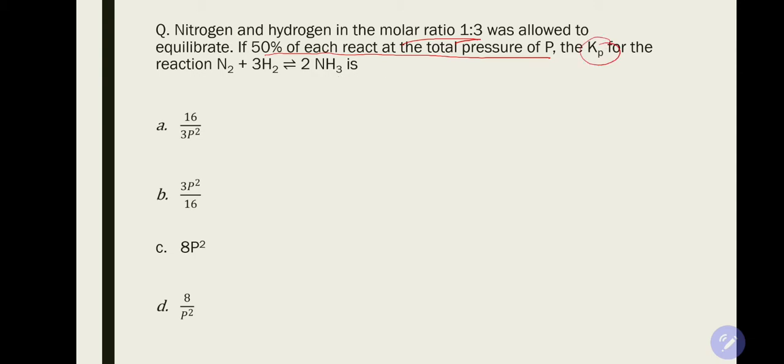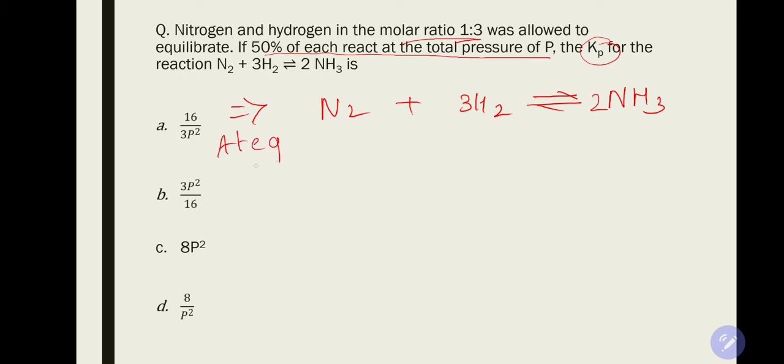Now let us see how to solve this question. It is given N2 plus 3H2 gives 2NH3. At equilibrium, let us not take the initial values. If we take n as the initial number of moles, what is the decrease in number of moles? It is 50%, so I can write it as n minus 0.5n. The decrease is 50% of n, that is 0.5n.